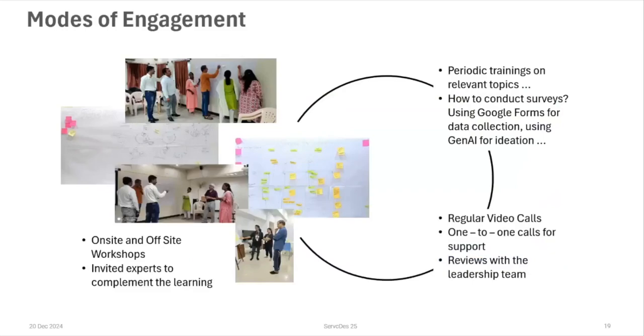And the modes of engagement we had, as I mentioned, were on-site and off-site workshops with the people, both knowledge sharing as well as co-working and co-design workshops. Then, as and when needed, we invited experts to complement the learning, because obviously we did not know everything. So we recognized that somebody else needs to come in and provide their own expertise. So in short, we were broadening the scope and the actors involved in participatory design.